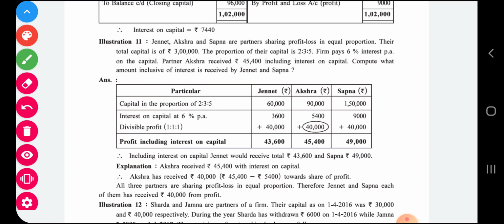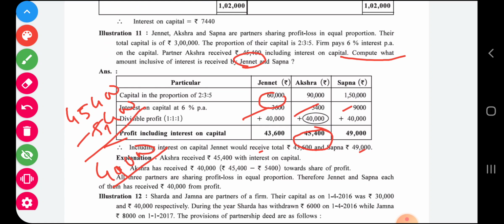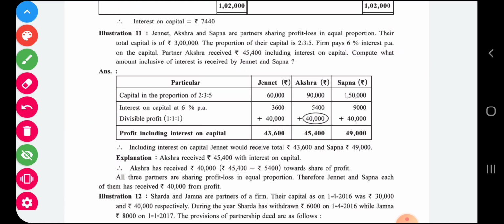So this 40,000 circled here is the missing figure. That is, she is getting a total of 45,400, including interest on capital 5,400, so profit will be 40,000.